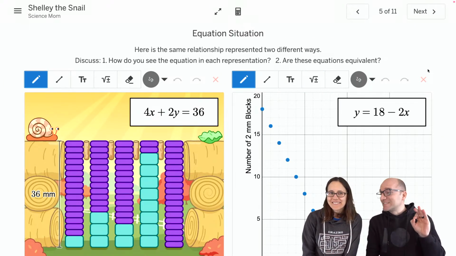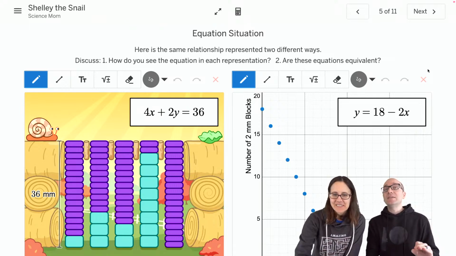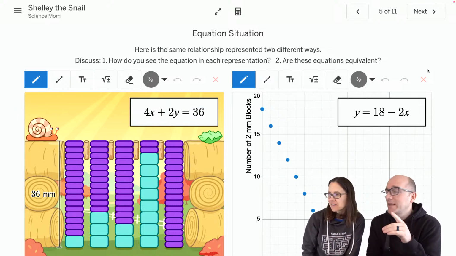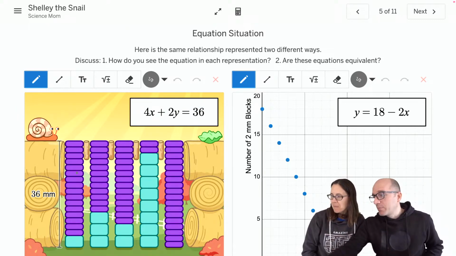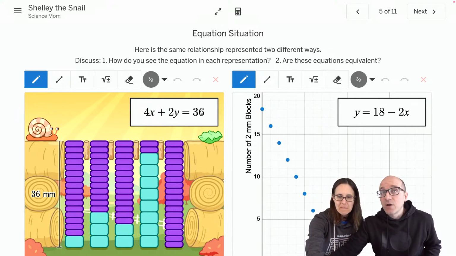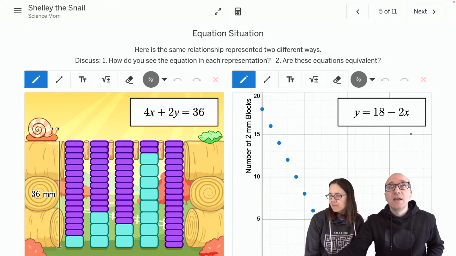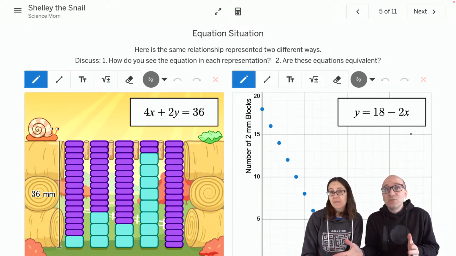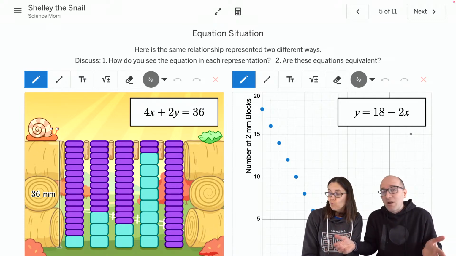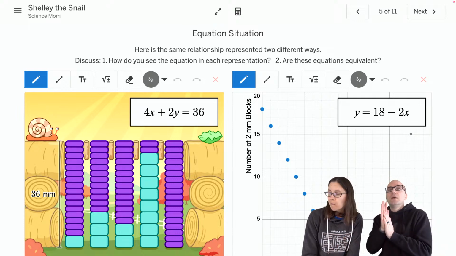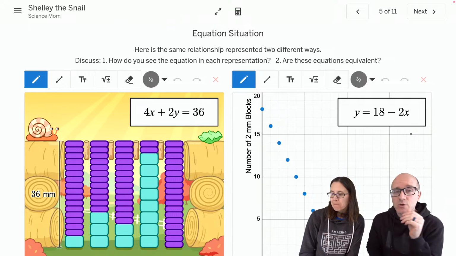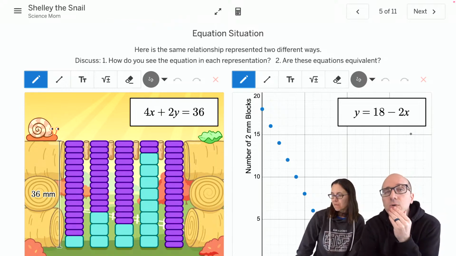Okay, so we have that same relationship, but we're seeing it in two different forms here. On the left, we had 4x plus 2y equals 36, because we were trying to add up all the way to 36 by blocks of size 4, blocks of size 2, and somehow it had to work out. But over here we have y equals 18 minus 2x, and we're saying that this is the same relationship represented two different ways. But how do you see that the equation matches the relationships? Are they really equivalent? What does that actually mean? So I'm hoping you can type in your thoughts. How do we know that these are equivalent expressions? What do we think?